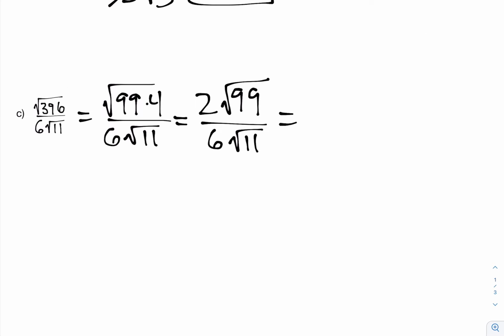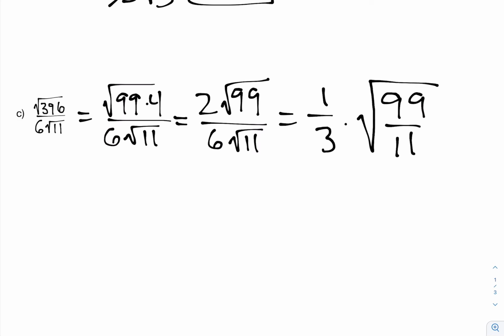Okay, 2 over 6, that's the same as 1 over 3 times the square root of 99 over 11. Sorry, we don't know the square root of 99, but if we use our property laws, we're kind of done with the 2 over 6. We simplify that to 1 over 3. This is the same as 1 over 3 times the square root of 99 over 11.